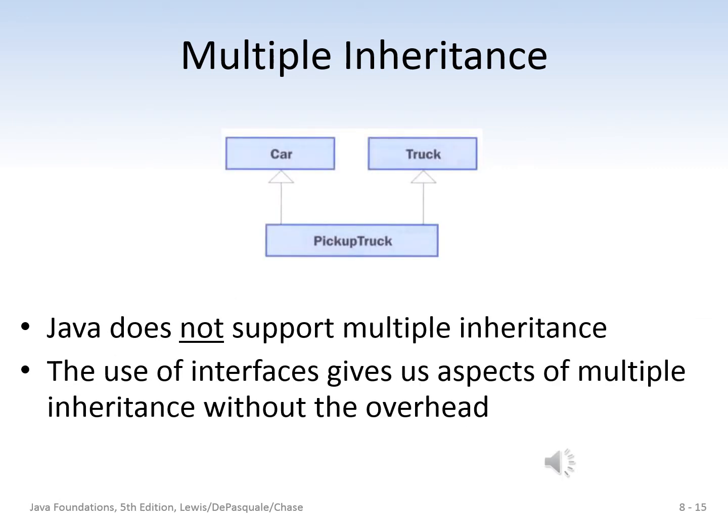As mentioned, Java does not support multiple inheritance. Here is a graphic depiction of multiple inheritance where a pickup truck can inherit from the parent class car and the parent class truck. However, the use of interfaces gives us aspects of multiple inheritance without the overhead problems.